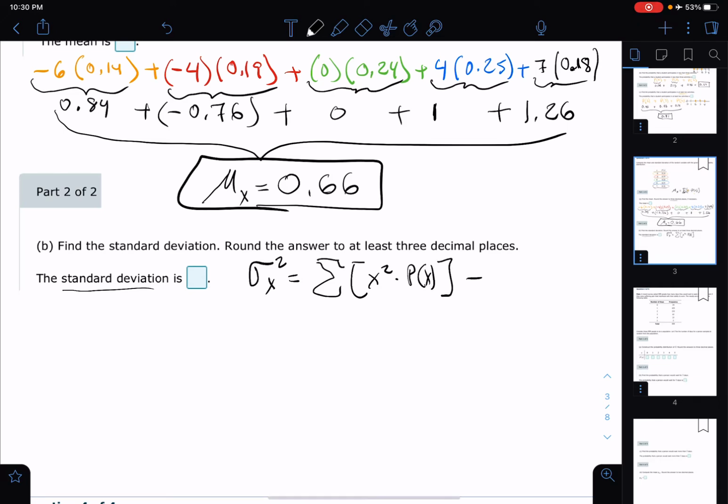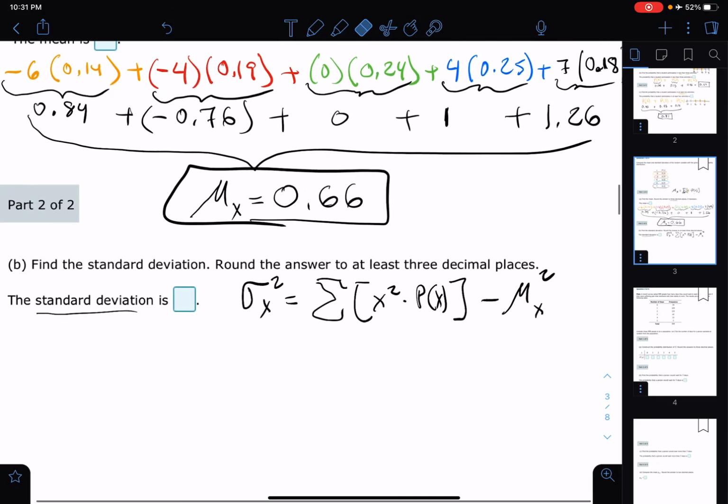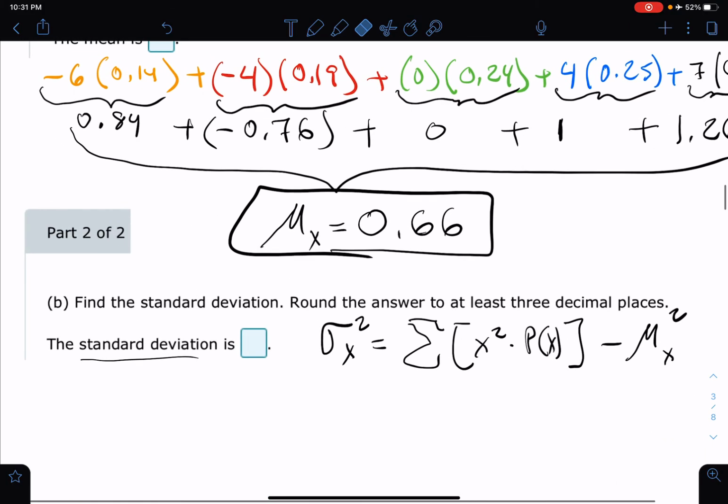Then we have to subtract out the mean of that random variable squared. It's very easy to forget to square that. It's a common mistake students make, so you've got to be aware because you're going to have a whole bunch of little pieces and parts floating around here. And so you kind of have to really stay on top of this.